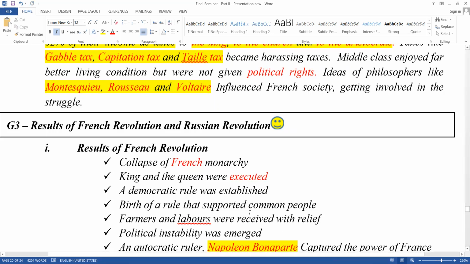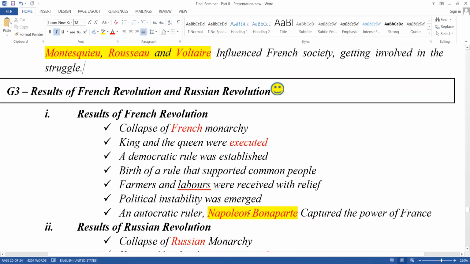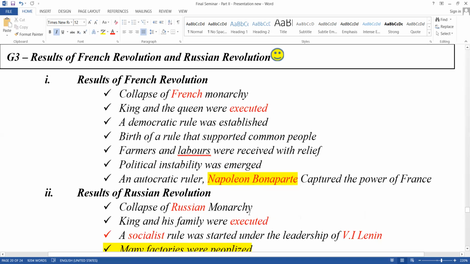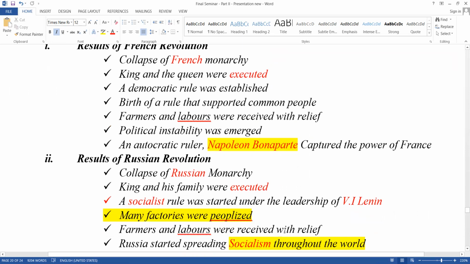And what are the results of the Russian Revolution? The same things, but a bit of differences are there. Collapse of the Russian monarchy, like the French monarchy. There the king and queen were executed, but here the entire family was killed. And democratic rule started in France, but here socialist rule was started by V.I. Lenin, the one who led this struggle. Many factories were nationalized. Farmers and laborers were received with relief, like in France. Russia started spreading socialism throughout the world.